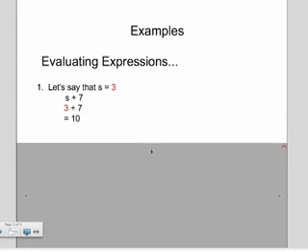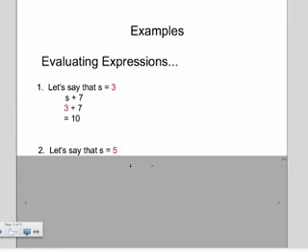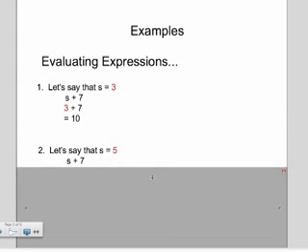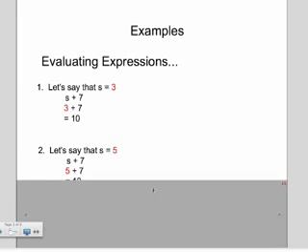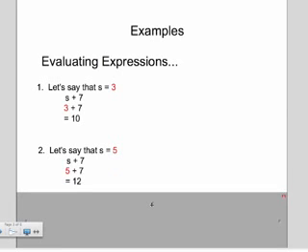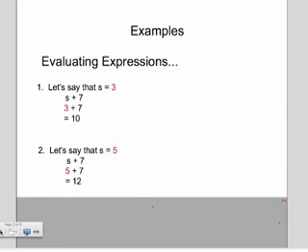Let's try out another one. This time let's say that s equals 5. So now here's the problem, s plus 7. Remember, step 1 is to replace the variable with the number they give us. Well, what's the number? S equals 5. So this now becomes 5 plus 7. Pretty easy addition problem again. 5 plus 7 is 12. All right, let's look at one more example.